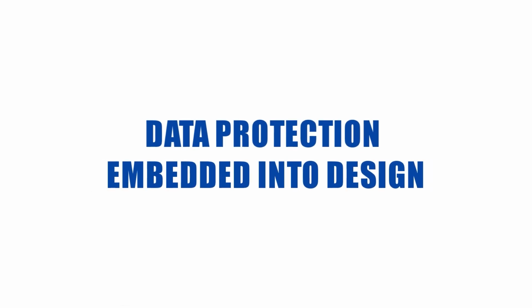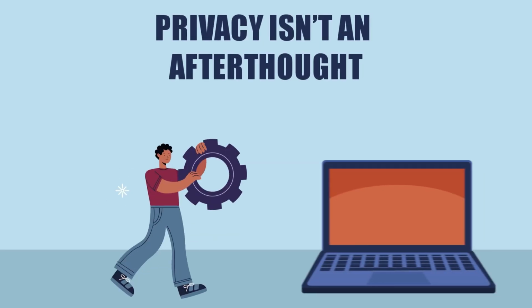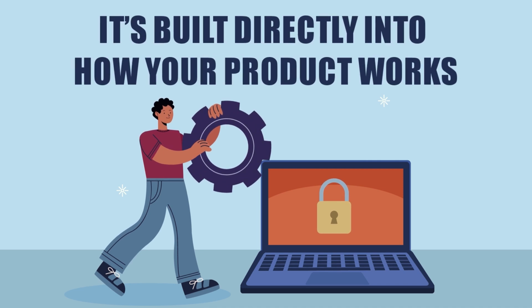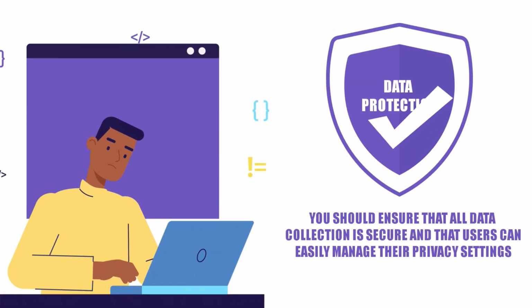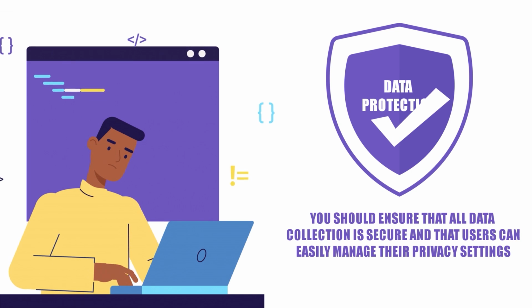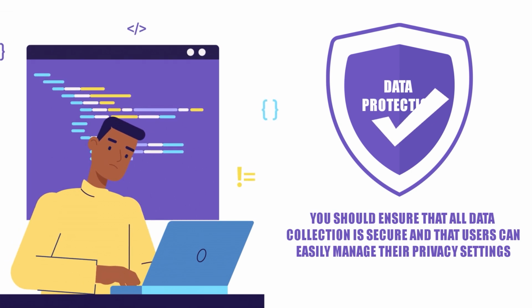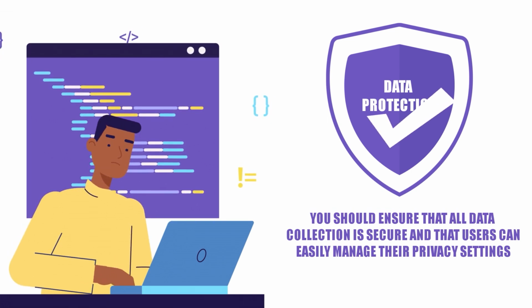Data protection embedded into design is the third principle. This means privacy isn't an afterthought. It's built directly into how your product works. For example, while designing a website, you should ensure that all data collection is secure and that users can easily manage their privacy settings.